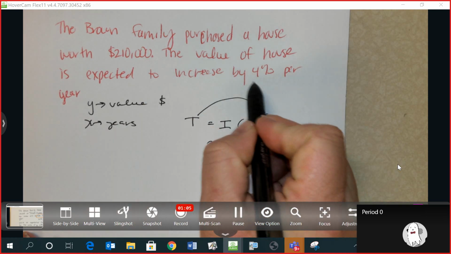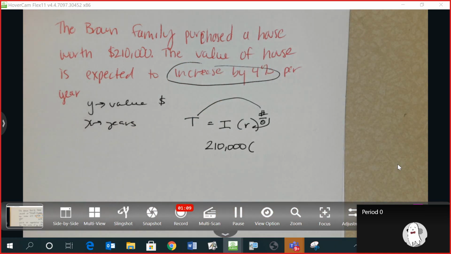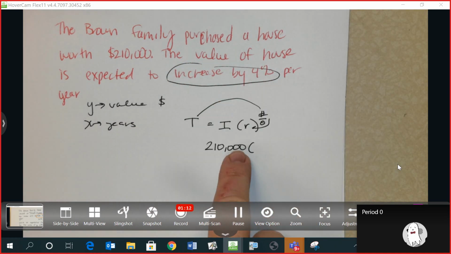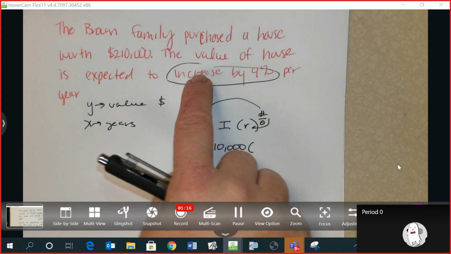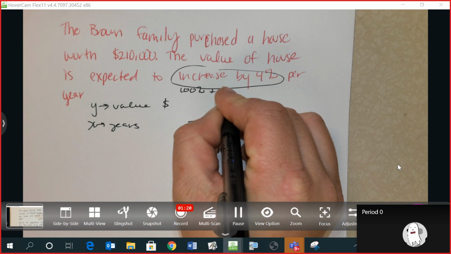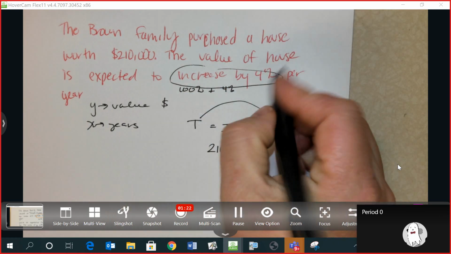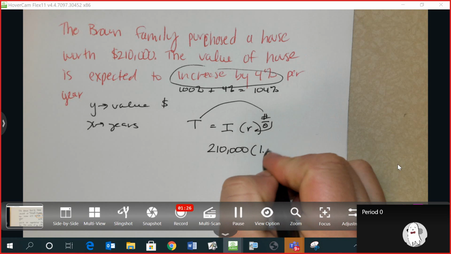And it says it's going to increase by 4%. Now, this is the part that often confuses students, because people want to put a 4, or they want to put a 0.04 as a decimal. Remember, the baseline is always 100%. Increase means to add, so I want to add 4% to 100% to get 104%. As a decimal, it's 1.04.